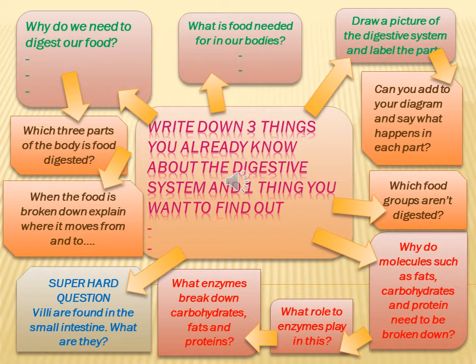Which food groups are not digested? Why do molecules such as fat, carbohydrate and protein need to be broken down? What role do enzymes play in this? In which 3 parts of the body is food digested? Why do we need to digest our food? All these questions I can use to understand what the main organs of the digestive system are and their functions.